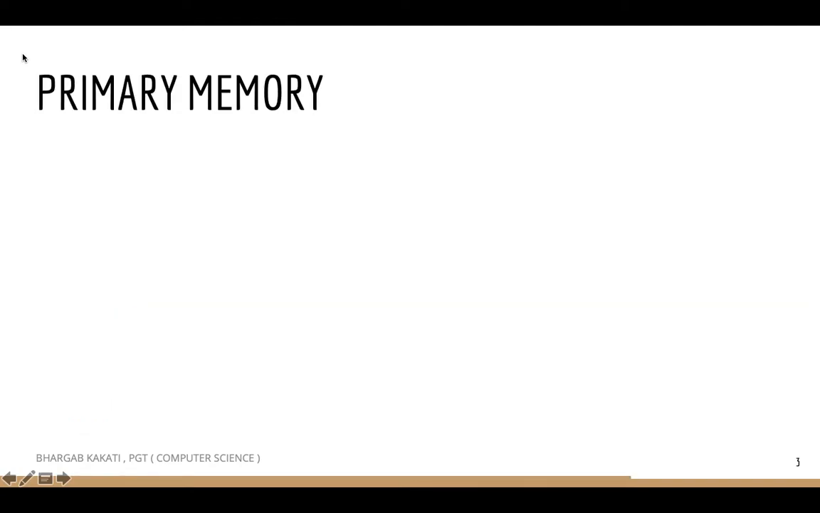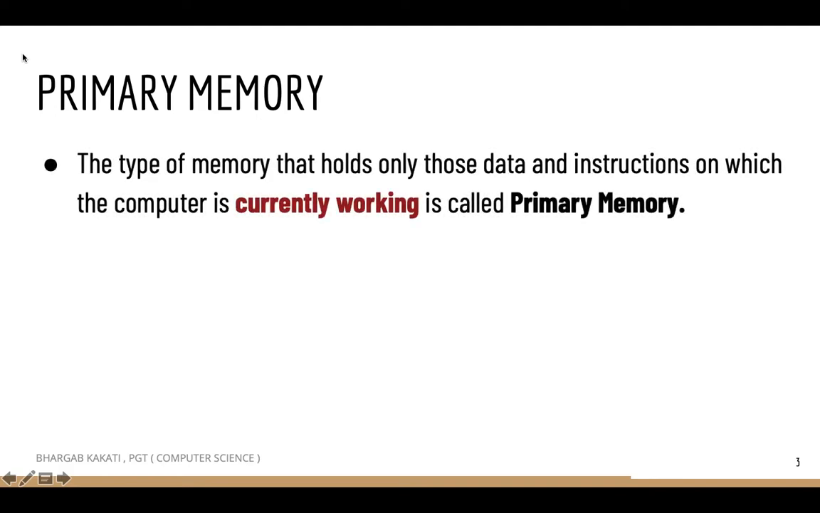Let's go to the first type of memory known as primary memory. What is primary memory? The type of memory that holds only those data and instructions on which the computer is currently working is called primary memory. In a computer there are lots of data and information, but a computer will work only on a group of data and information, or let's say only on one software at a time. So that type of memory which holds only those data and instructions on which the computer is presently working is known as primary memory.